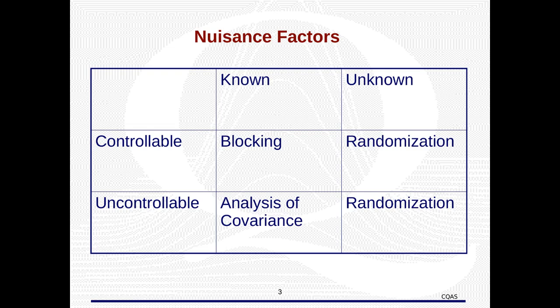The more challenging scenarios occur when we have incomplete information. If we know a nuisance factor exists but cannot control it, perhaps due to practical or ethical constraints, we must observe it and account for it in our analysis. This is where analysis of covariance becomes essential. Additionally, when factors are entirely unknown, randomization again serves as our safeguard. This table essentially maps our methodological toolkit. Each cell represents a different challenge and its corresponding solution. Understanding which cell your experimental situation falls into determines your analytical approach moving forward.